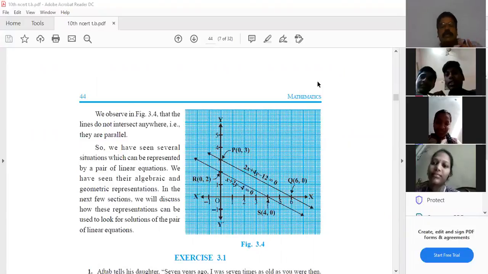Okay. So these are the three conditions we have. Now, time over means I can end it. Okay, no problem. I am continuing.